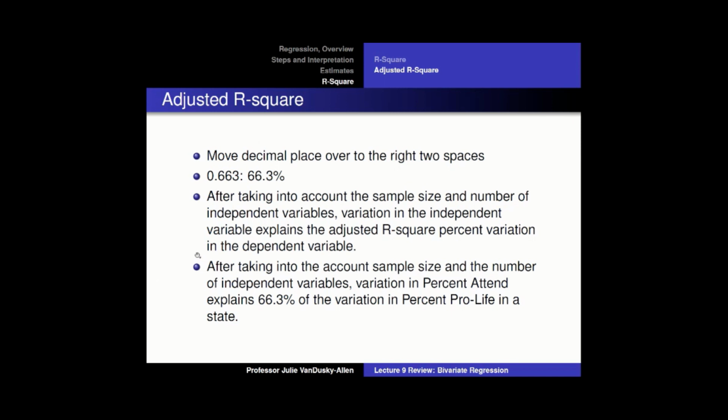And remember that in our example, the independent variable was attend and the dependent variable was pro-life. So we can say, after taking into account sample size and the number of independent variables, variation in percent attend explains 66.3% of the variation in percent pro-life in a state.